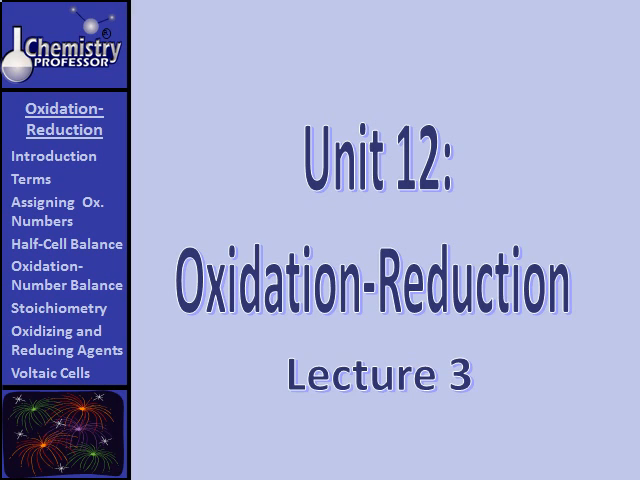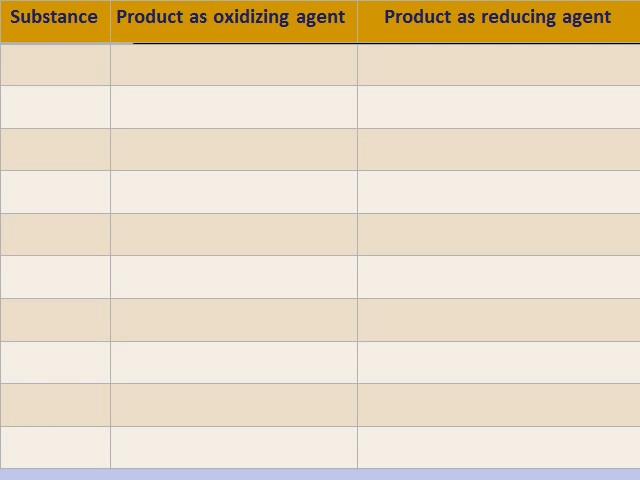Oxidation Reduction, Lecture 3. Now, here's your table. The left side is filled out, but we're going to take it one item at a time. Let's start with the perchlorate radical. Now, the perchlorate radical has oxygen with a -2, and what is the charge on chlorine?